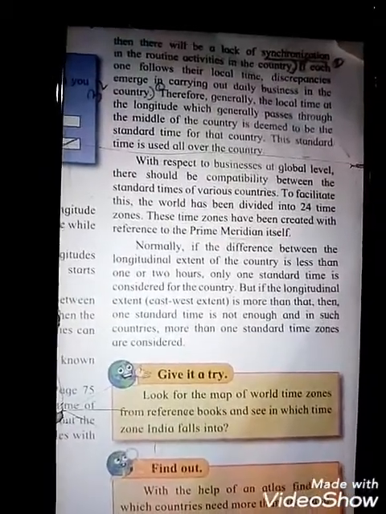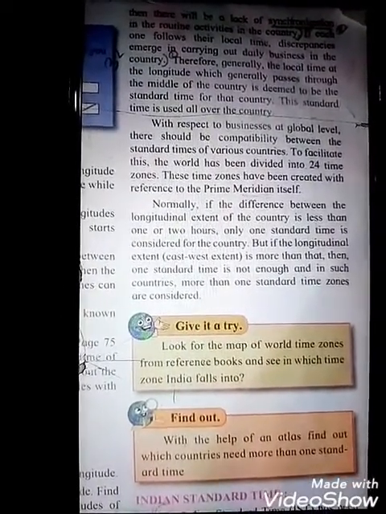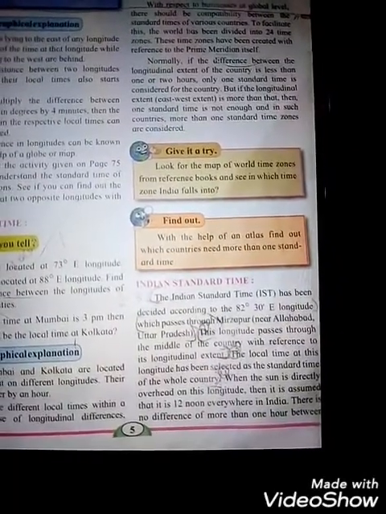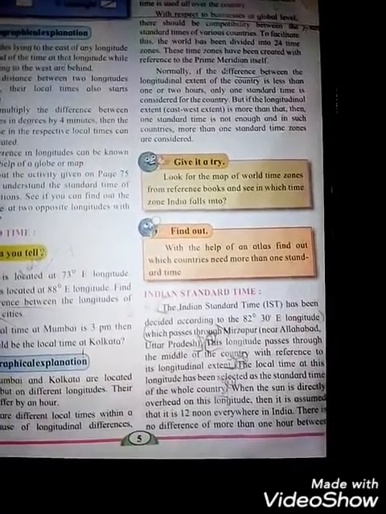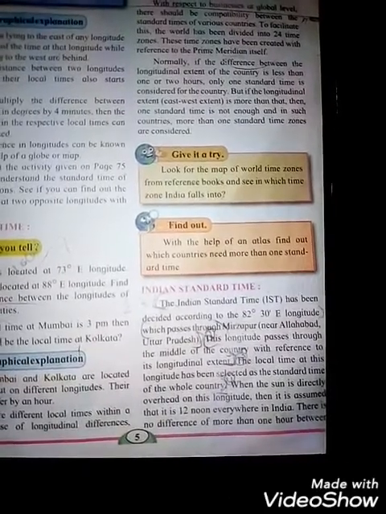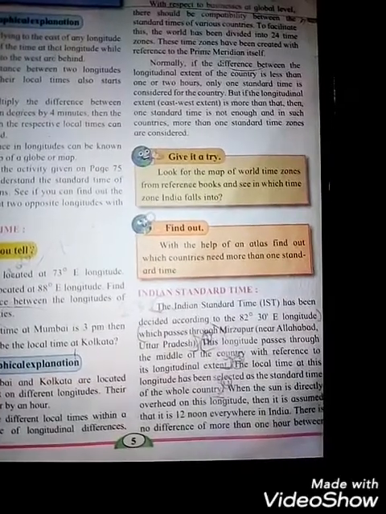Okay students, now give it a try and find out. That is not in your syllabus. IST, that is Indian Standard Time. The Indian Standard Time, IST, has been decided according to the 82 degree east longitude.